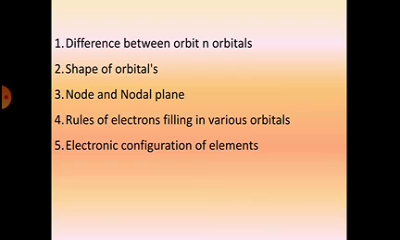So let us see the contents of today's class. The first point we'll discuss is the difference between the orbit and the orbitals. The second point is we'll learn the shape of the orbitals. Third, we'll try to understand what is node and nodal plane. And the fourth, rules of electrons filling in various orbitals. And the fifth, electronic configuration of elements. So we'll try to cover all these points in today's class, and all these points are very important for the final examination. So I request you to focus on the class.